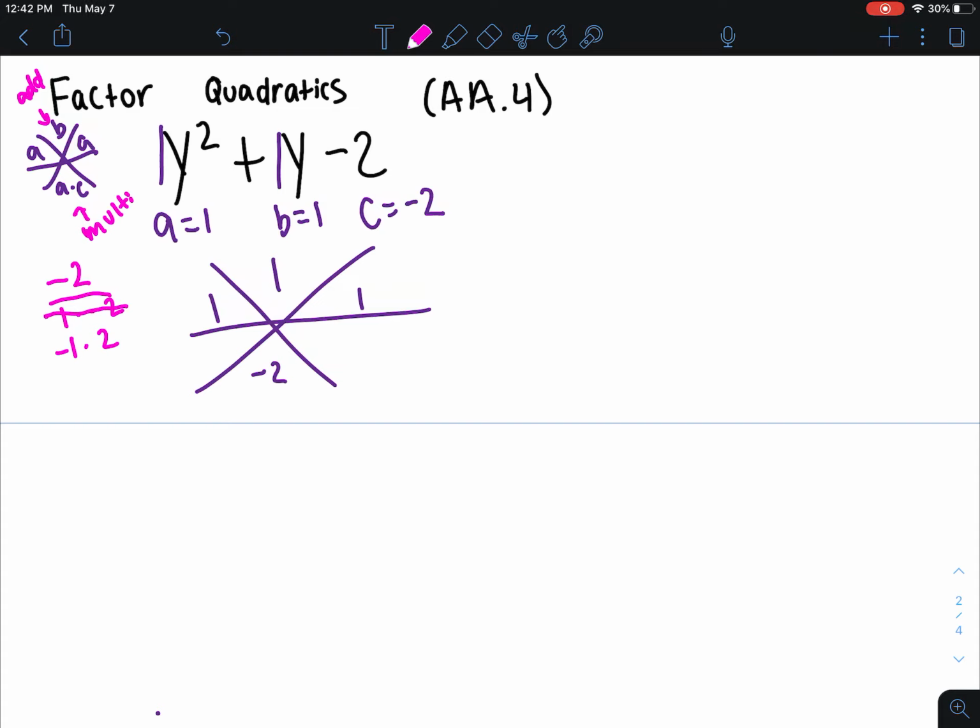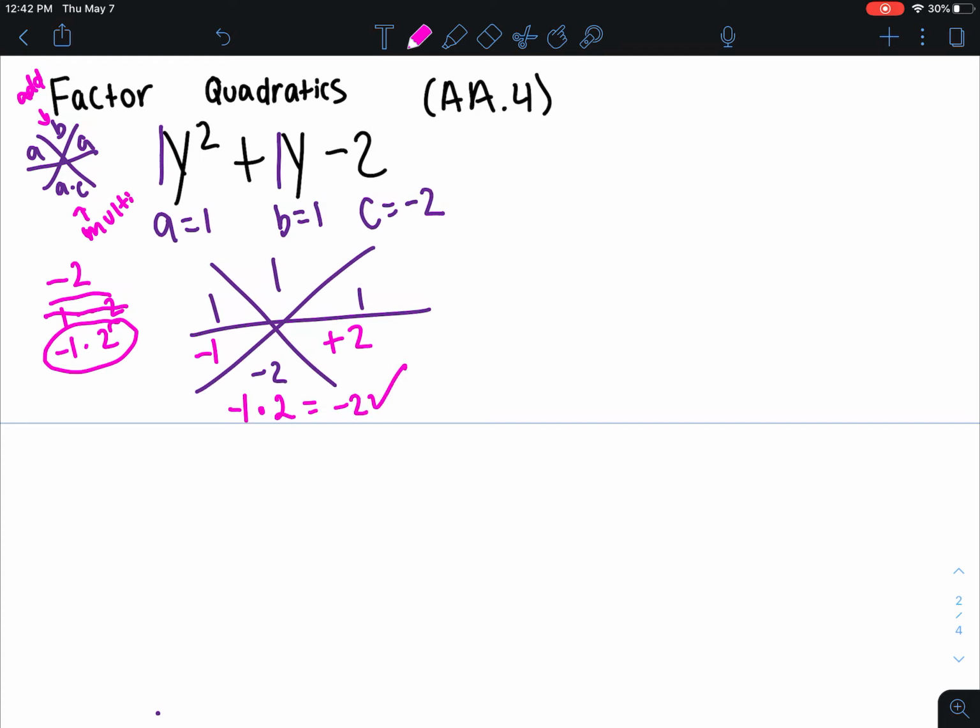So if I put in my calculator 1 plus negative 2, I would get negative 1. That's not the answer I want. If I put in my calculator negative 1 plus 2, I get a positive 1. And so that would be my answer. You can put this in your phone calculator. So those are the two numbers I use.